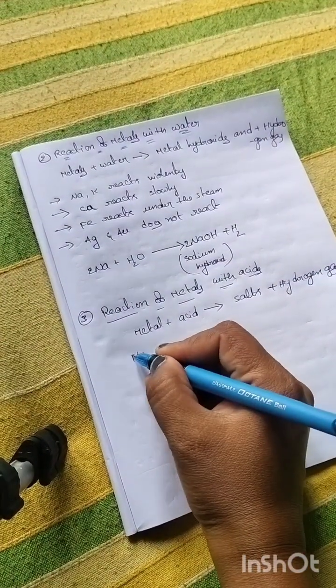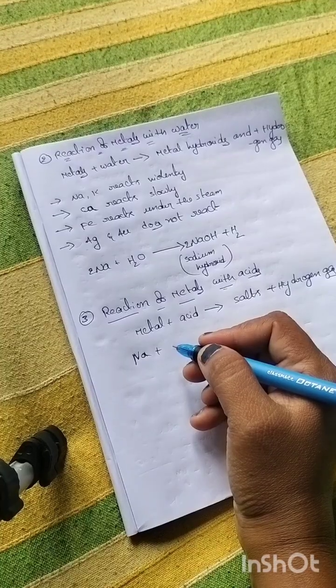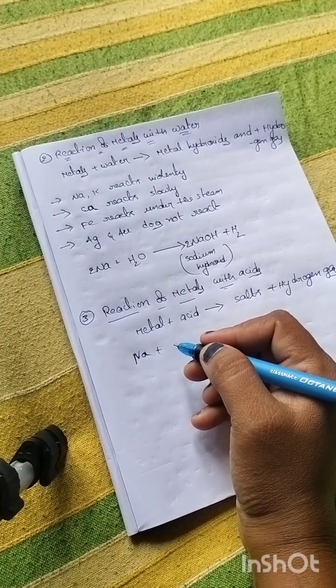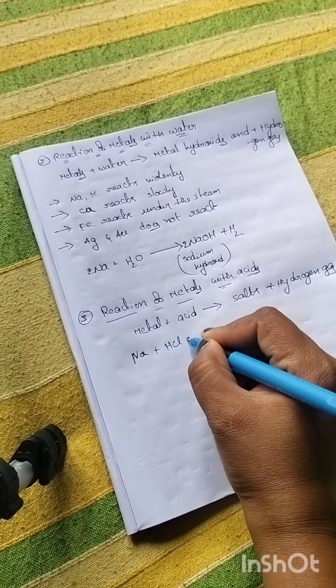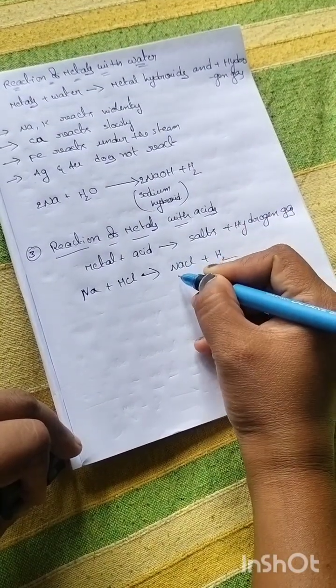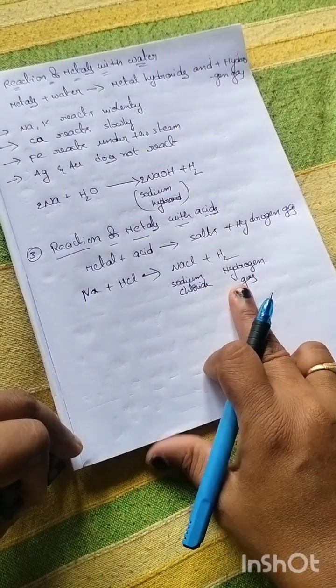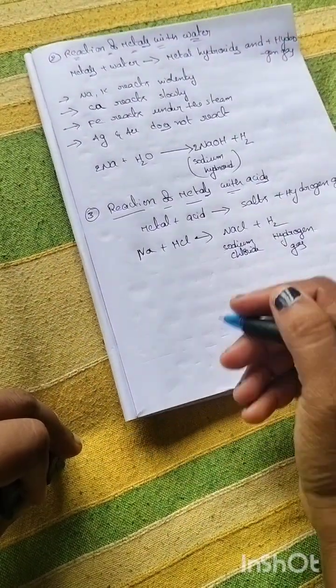Metals react with acids to form salts and hydrogen gas. For example, sodium is the metal. It reacts with hydrogen chloride, HCl, to give the salt NaCl and hydrogen gas. This is the basic example of the reaction of metals with acid.